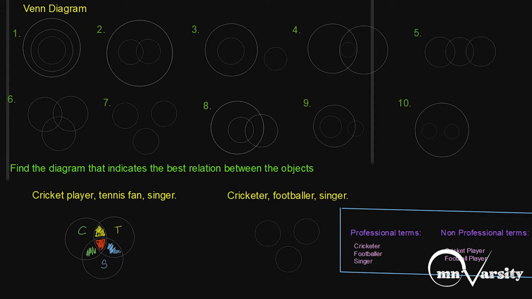In the next question, however, we are using professional terms. So a cricketer cannot be a footballer or a singer. Thus we are using three separate circles here. One for cricketer, one for footballer, and the other one is for singer. There is no intersection between these three circles.